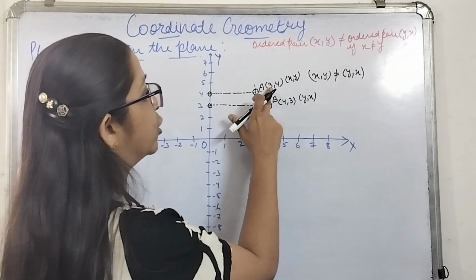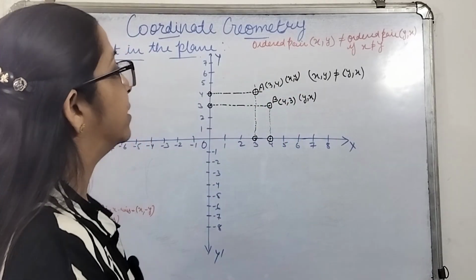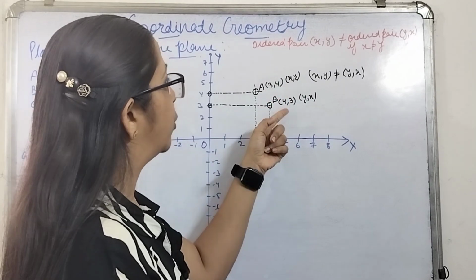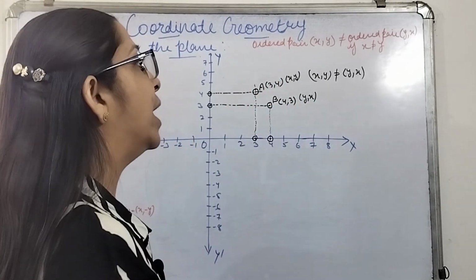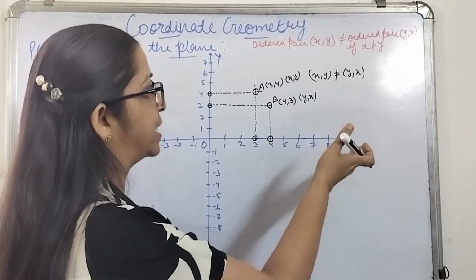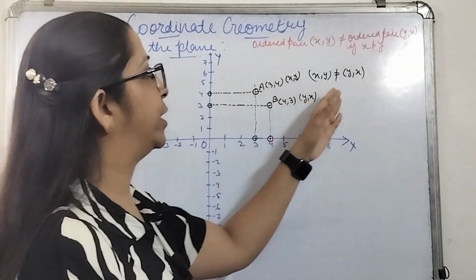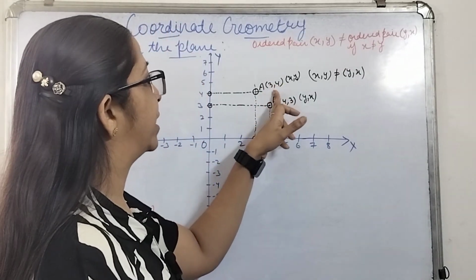Over here x is your 3 and y is your 4. So the values of x and y are different. That's the reason if you are going to interchange x and y, they will not be the same point. They will be different points. And if the value of x and y is the same, in that case ordered pair (x, y) will be equivalent to your ordered pair (y, x).